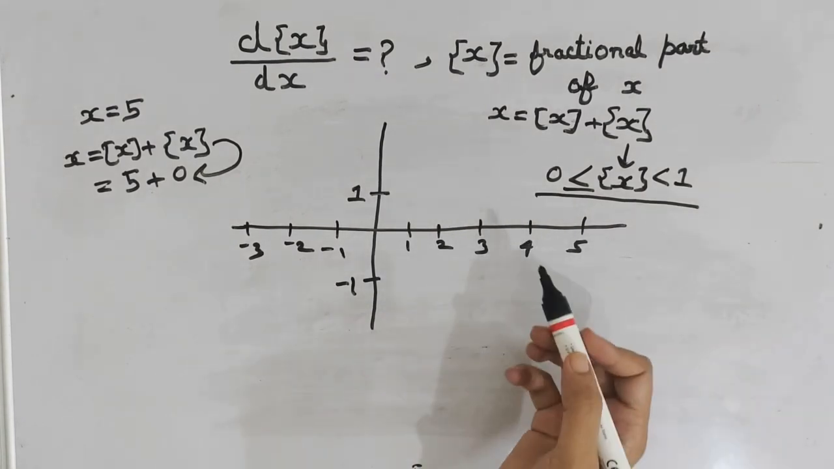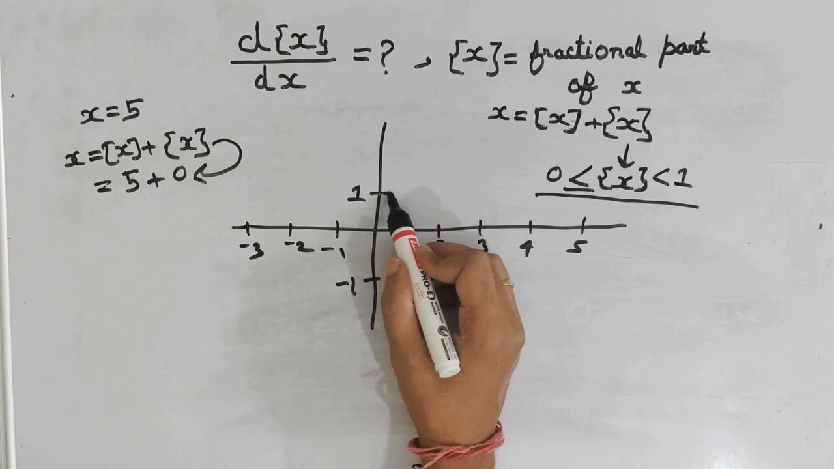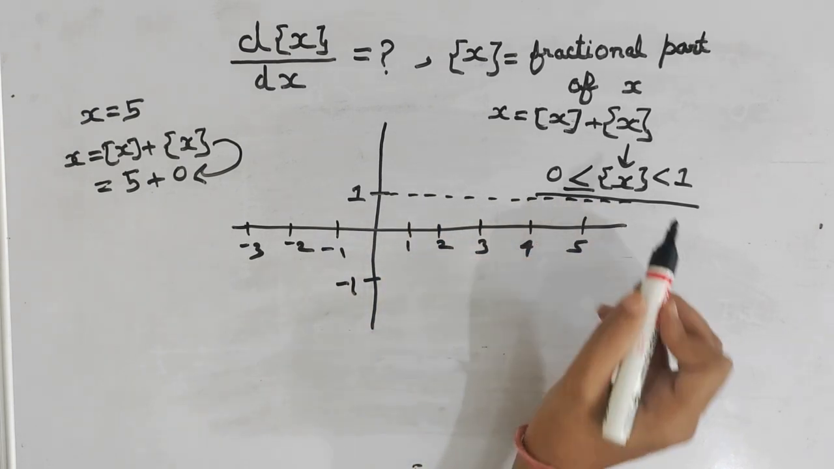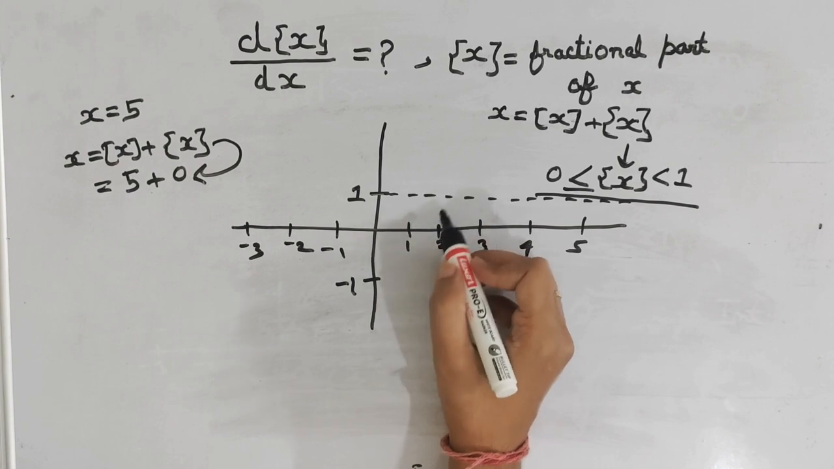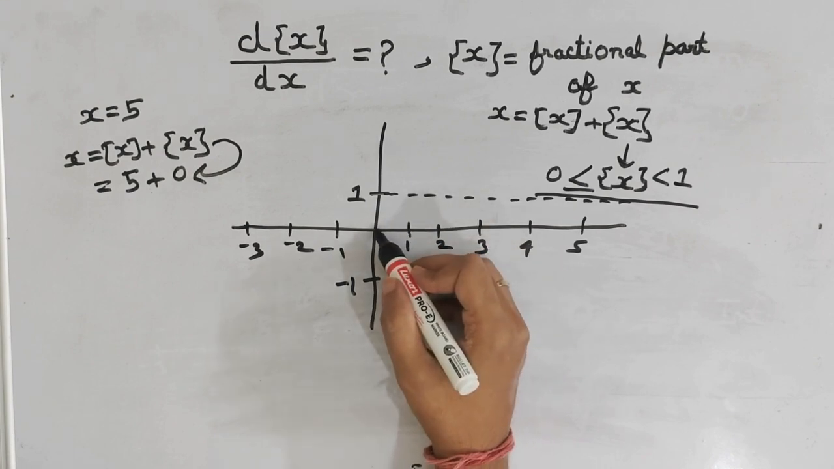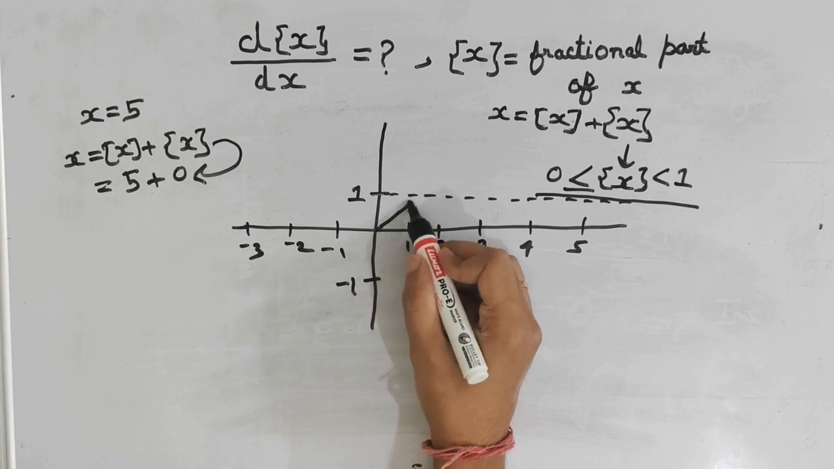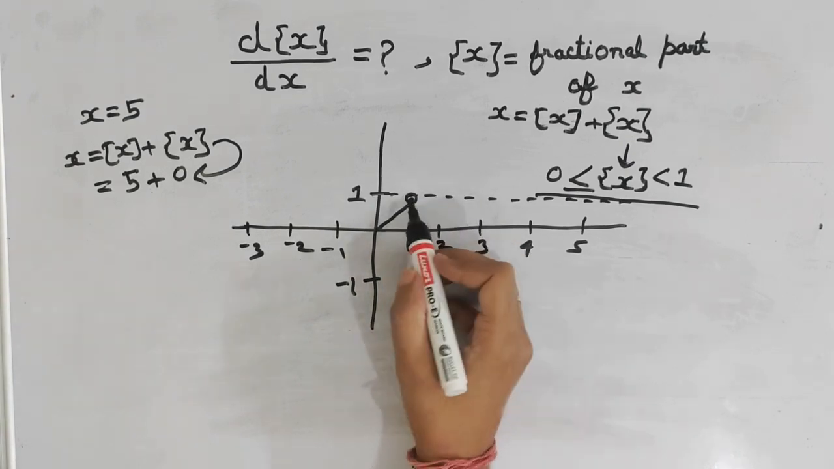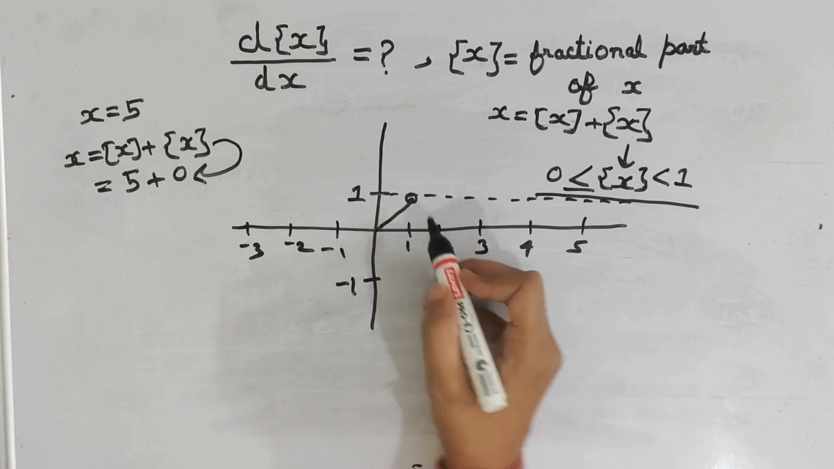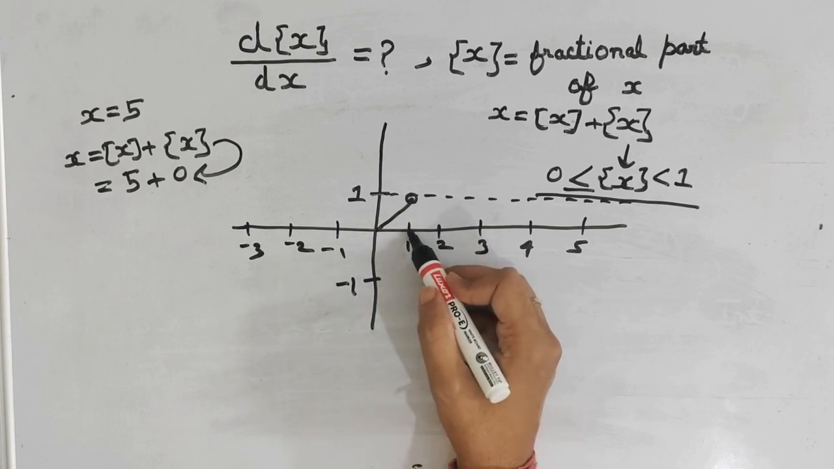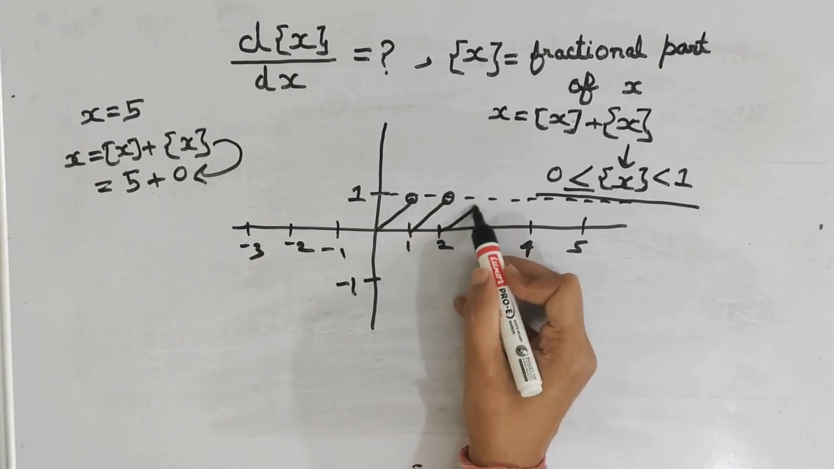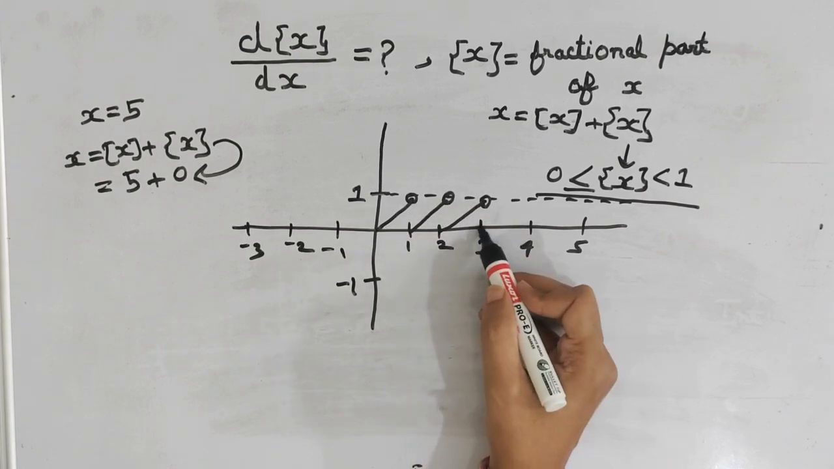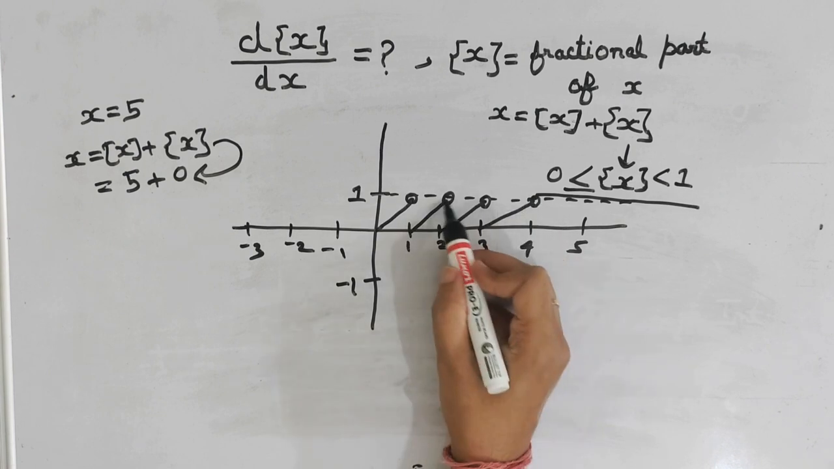So if I make a graph of this function, let's make this one as this. The fractional part goes through 0 and 0, and up to this point, but 1 cannot be reached. It cannot be 1, right? Again from here, this. Again from here, this. Why this?